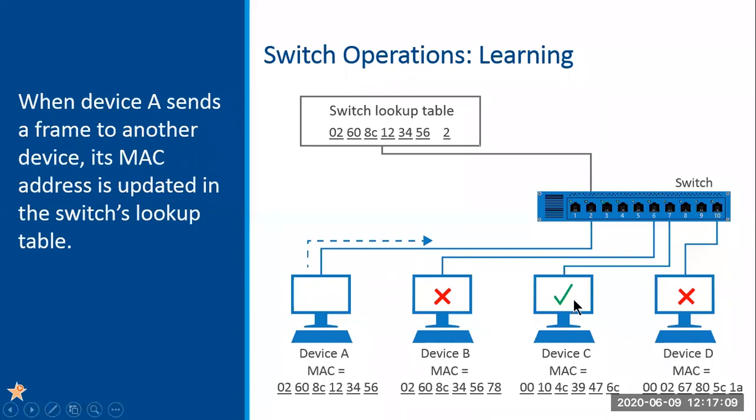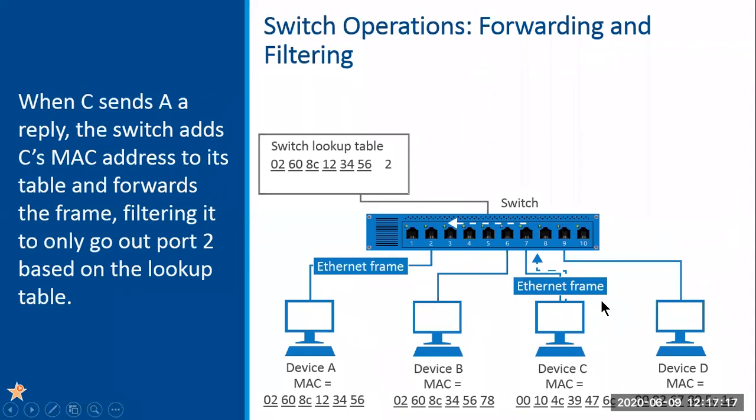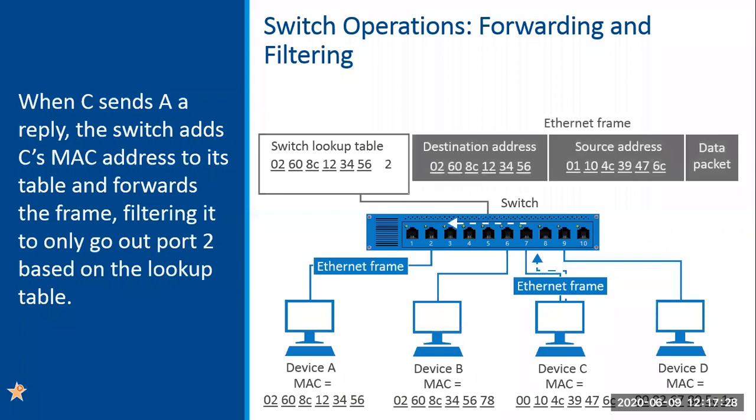So C will process that frame, and ideally, in an ideal network world, C will respond. Now, when C responds, what's going to happen is the switch will once again say, aha, I just received a frame in on my port 7, which is what C is connected to, with this source MAC address. So the first thing it does is it adds that source MAC address to its switch lookup table and associates that MAC address with port 7. That says this MAC address lives on my port 7.